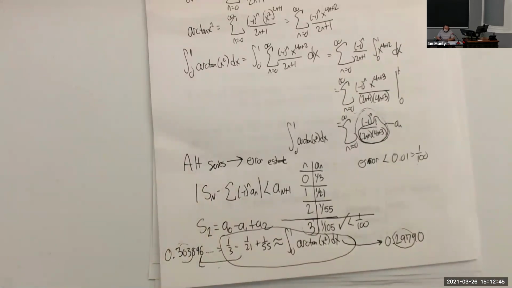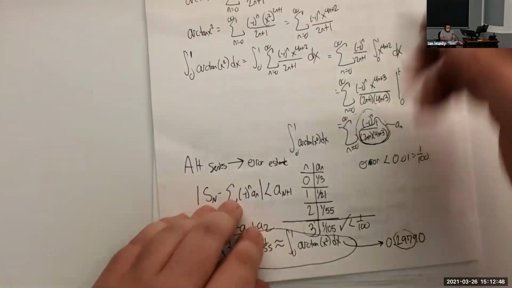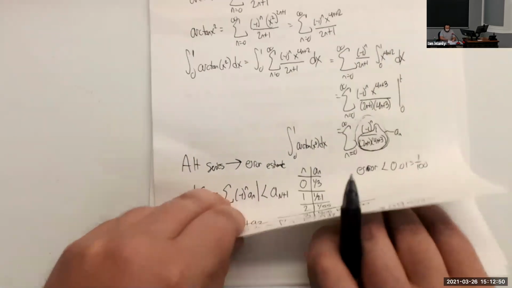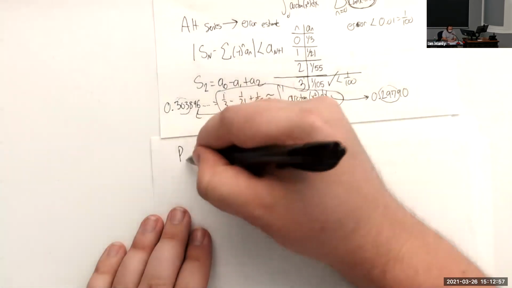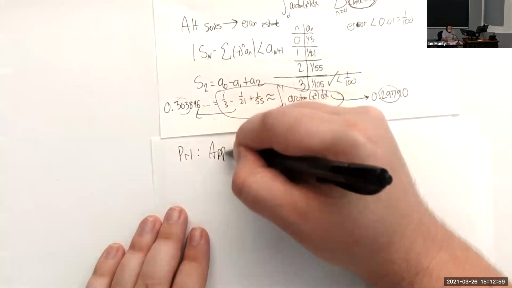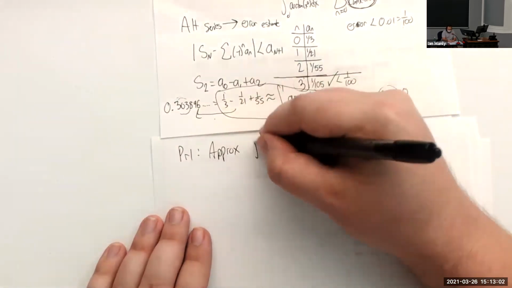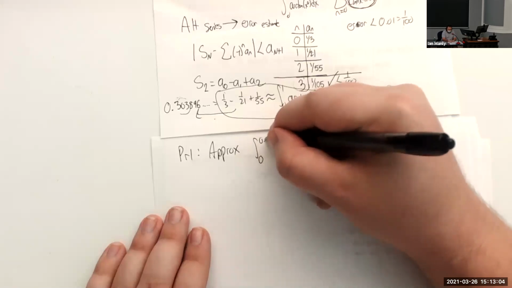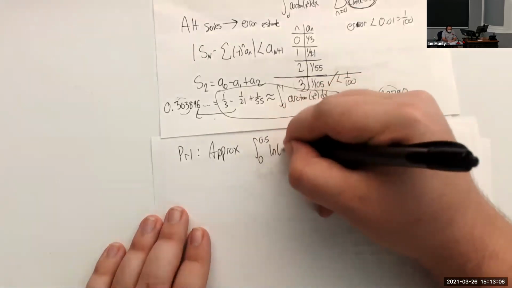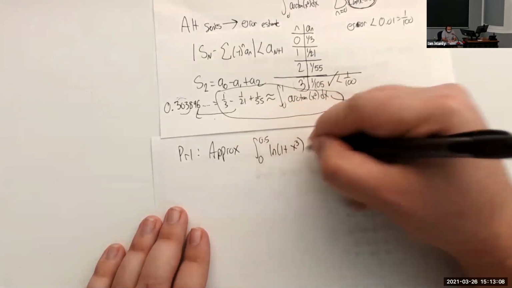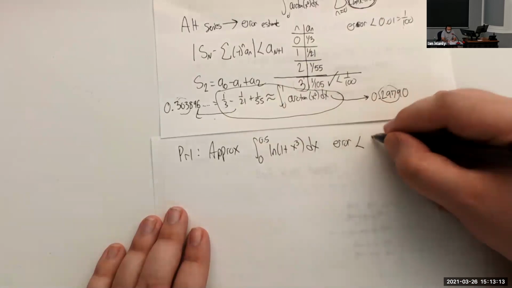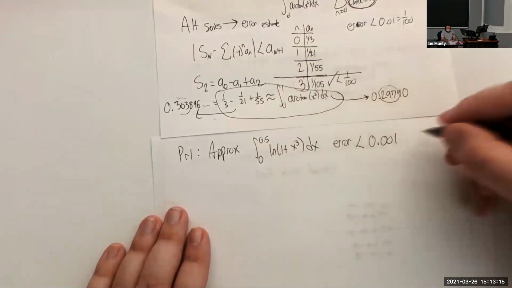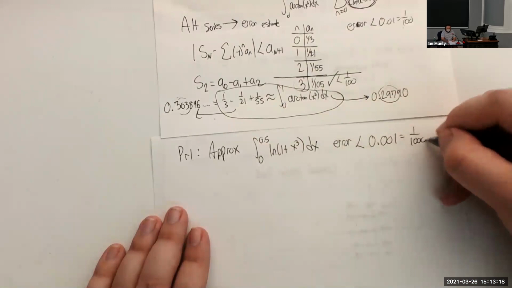So why don't you guys give this a try? And I'm going to give you more time than usual because, as you can see, this is a bit lengthy here. But don't worry, we'll end up going over it. What I want you guys to do is something similar. I want you to approximate the integral from 0 to 0.5 of ln of 1 plus x cubed. And I want the error this time to be less than 0.001, or 1 in 1,000.